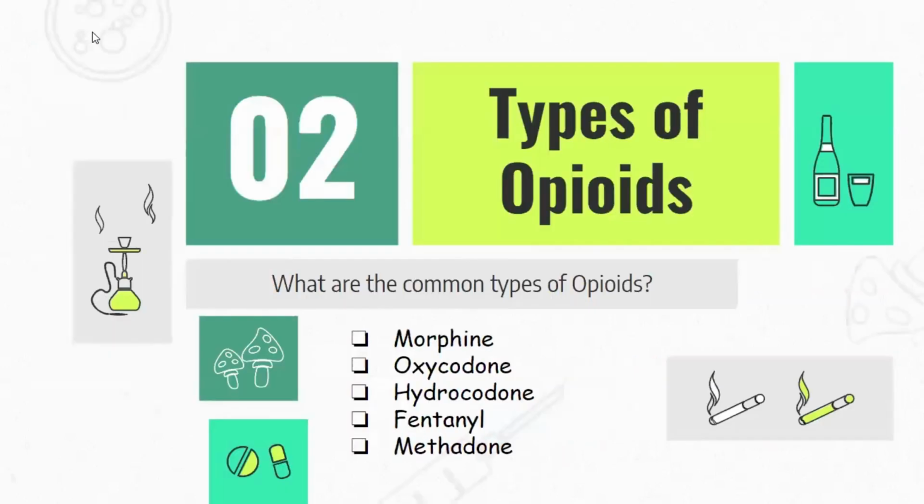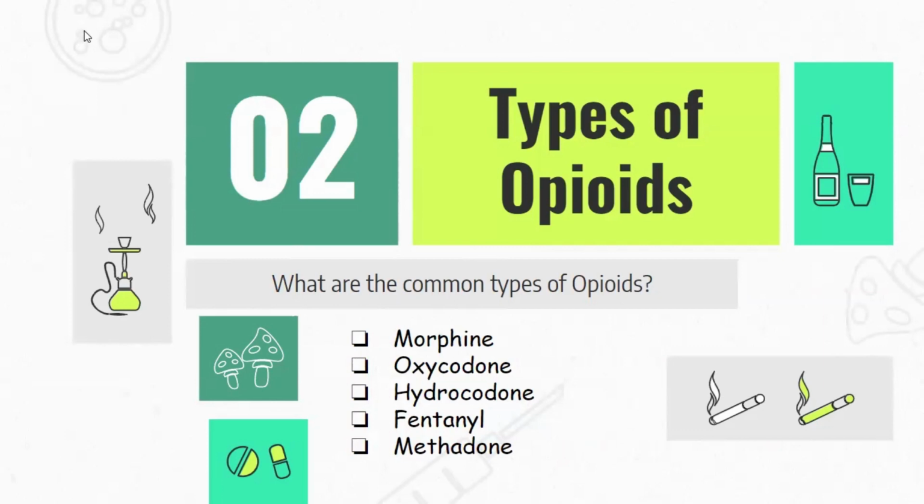Now we'll be moving on to the second objective, where we'll be discussing the types of opioids and listing the common types. We have morphine, oxycodone, hydrocodone, fentanyl, and methadone.